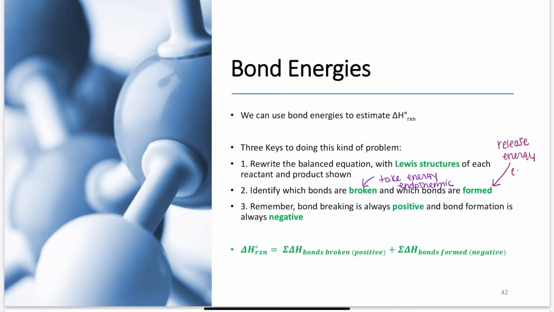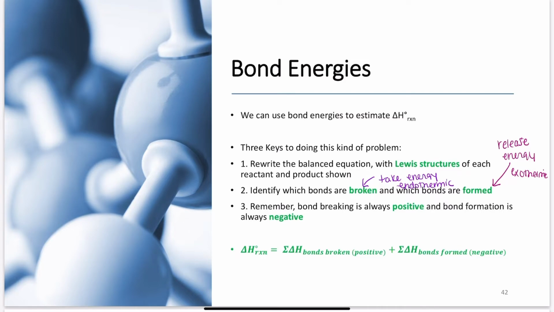Because bond formation is exothermic. Remember, bond breaking is always a positive value because it's an endothermic process. The energy is going in. Bond formation is always negative because it's an exothermic process. The energy's been released when those bonds are formed. And then we use Hess's law equation.